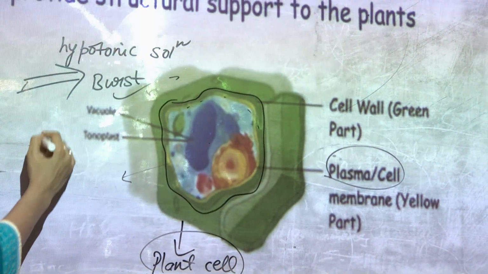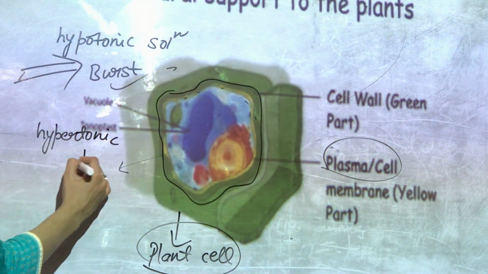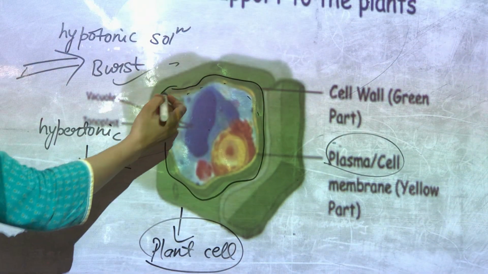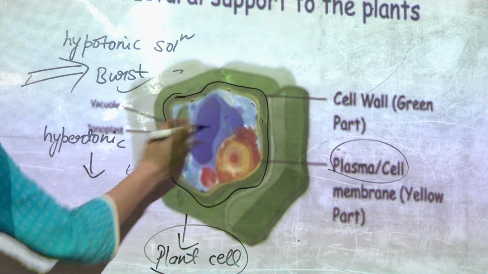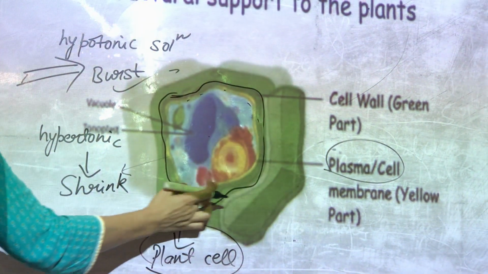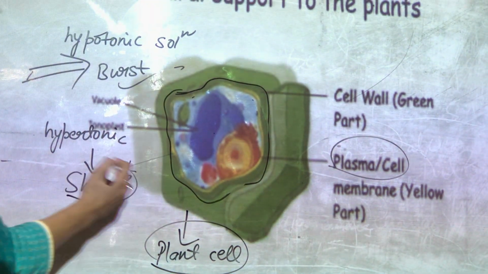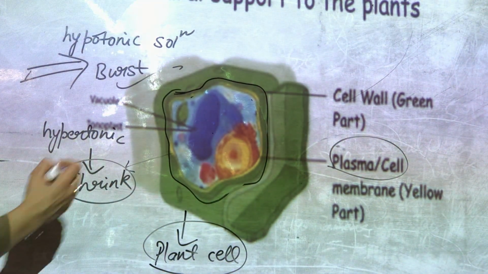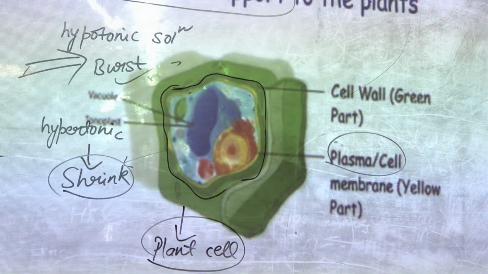Also, if we consider the hypertonic solution, in which the cell has to lose a lot of water during evaporation or transpiration, the cell may shrink. So this cell wall provides support when the cell is about to shrink. So you can understand this cell wall provides structural support to the plant.